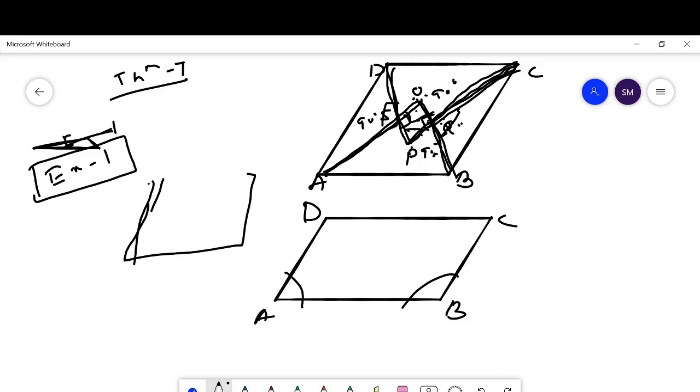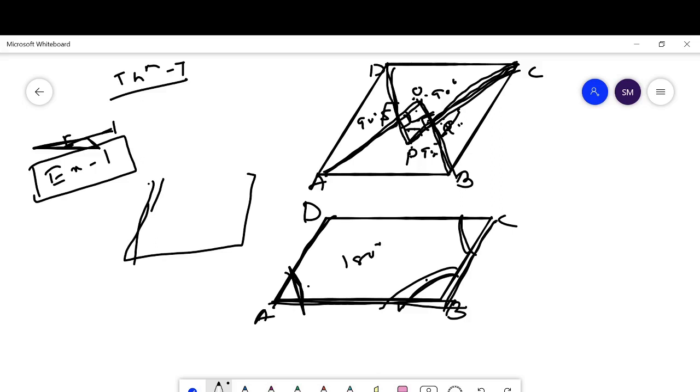Here ABCD is a parallelogram in which AD is parallel to BC and AB is the transversal. When AD is parallel to BC and AB is the transversal, then angle A and angle B are co-interior angles. As we know, the sum of these two co-interior angles is 180 degrees, or they are supplementary to each other. Hence proved.